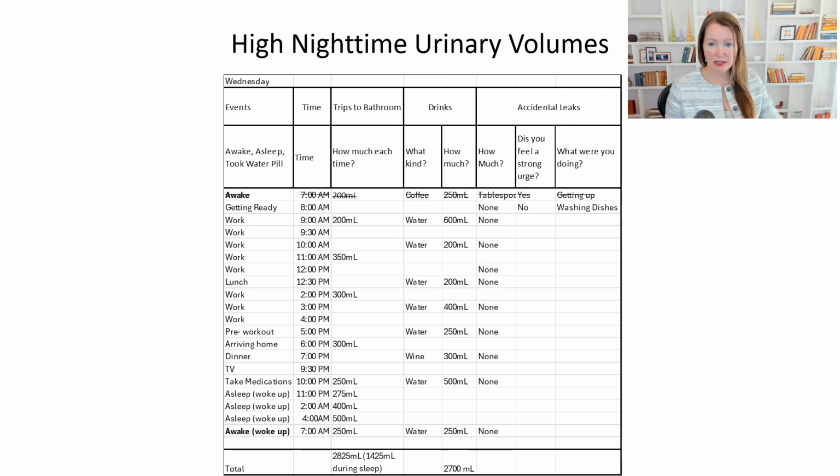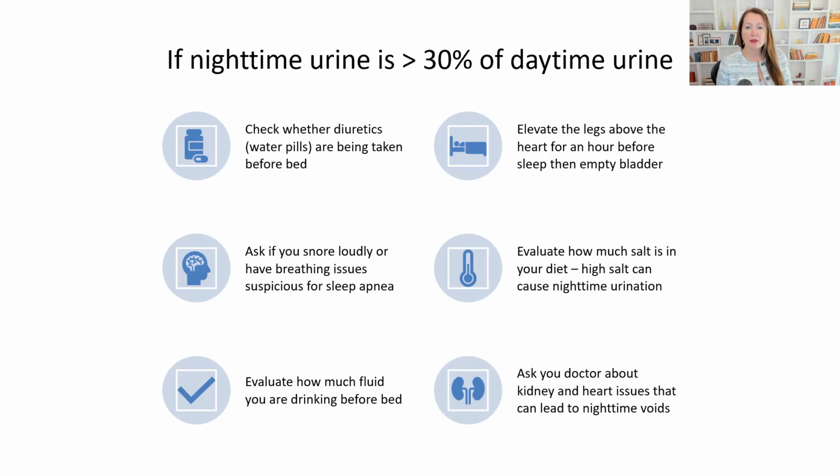This person drinks a little bit more fluid right before bed, which can be important, and they might also be getting leg swelling during the day. Fluid in the ankles can go back into the bloodstream when the legs go up at night. If you think this might apply to you, try elevating the legs above the level of the heart for an hour before sleep, and then go empty the bladder before dozing off. See if that helps. If you have increased nighttime urinary volume, more than 30-35% of your 24-hour, try the trick of elevating your legs for an hour before sleep, then emptying the bladder.